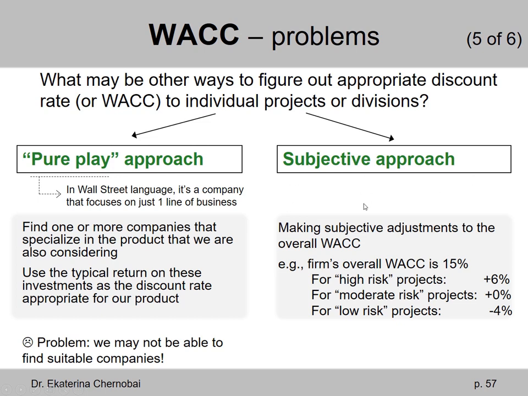I think the problems with the subjective approach are kind of obvious. How do we know how much to add or how much to subtract from the firm's overall WACC to make those adjusted discount rate calculations? Why plus 6%? Why not plus 5% or plus 7%? Why minus 4%? Why not subtracting something a little bit less or more than 4%? These adjustments are almost random, or they are subjective, and that's where the name of this approach comes from.